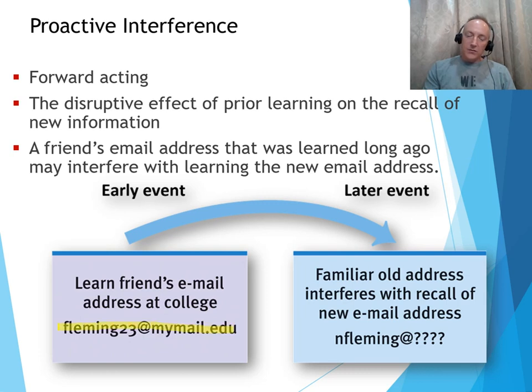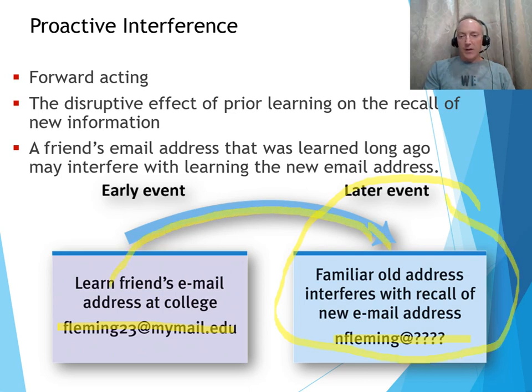You learned your friend's email address while they were away at college. You committed that to memory. You knew that. You stored it. You encoded it. You learned it. And then they were done with college. They got a new email address and you learned that one as well. You are now trying to retrieve this one. And this is the one that keeps coming to mind. This is the one that keeps interfering with your retrieval of the later one. That's an example of proactive interference.